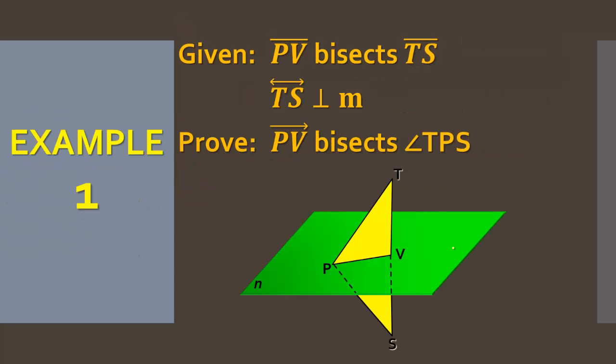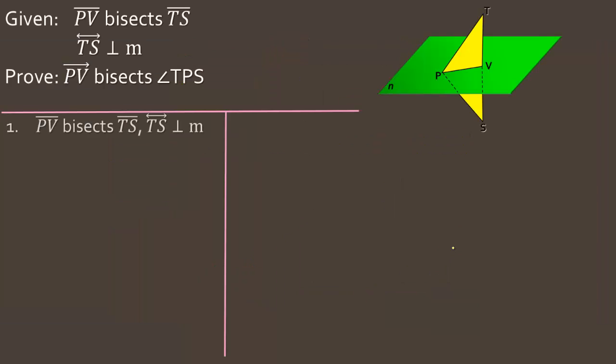Alright, so let's do some proofs with these, some examples. So we're given that segment PV bisects segment TS, and we're given that line TS is perpendicular to plane M. And we want to prove that ray PV bisects angle TPS. So first we'll state our givens, get that out of the way. And let's run with, we'll start with this one right here.